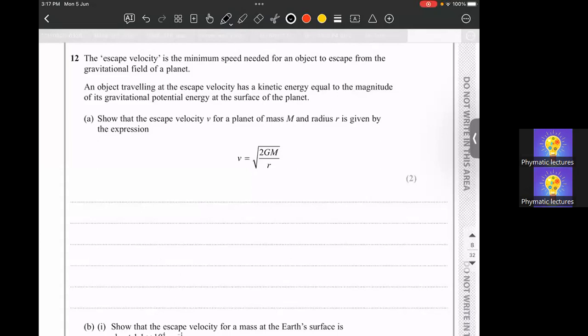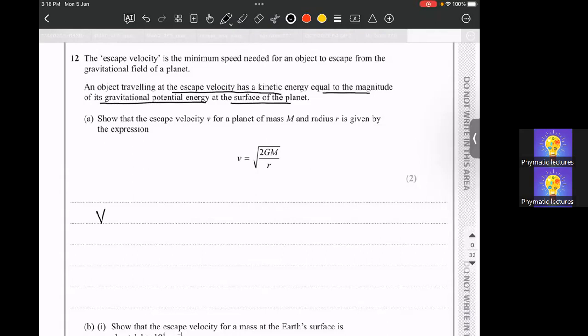Show that escape velocity for a planet of mass M and radius r is given by the expression v equals root of 2GM divided by r. Okay, fine. So what is the equation for gravitational potential energy at the surface? Because it is given that an object traveling at escape velocity has kinetic energy equal to the magnitude of its gravitational potential energy at the surface of the planet.